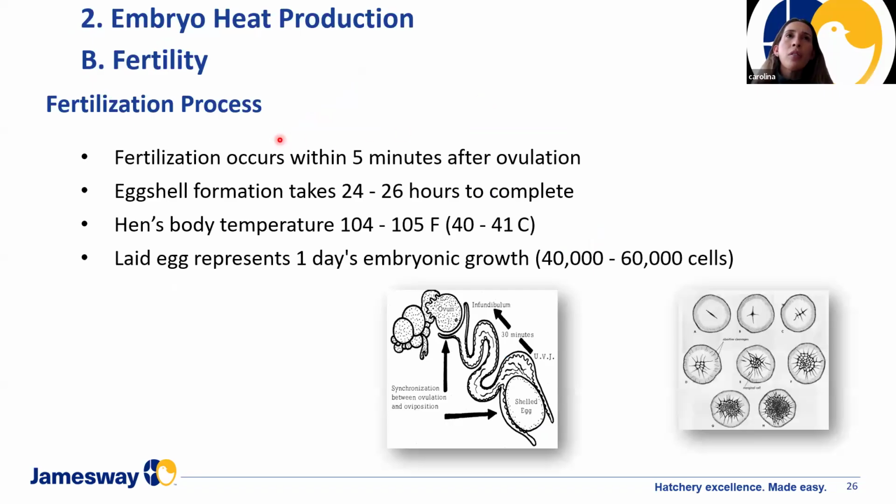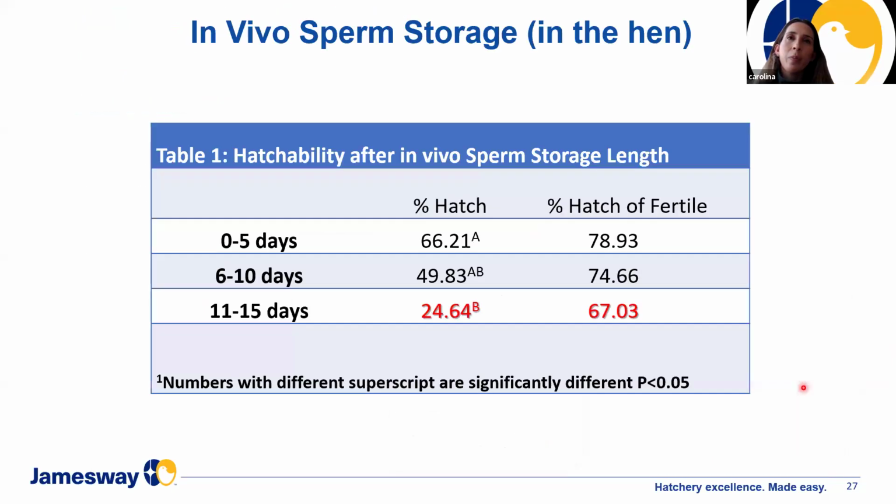The fertilization process occurs within 5 minutes after ovulation. Eggshell formation takes about 24 to 26 hours to be completed. Hence, body temperature is between 40 to 41 degrees centigrade, and an egg that has already been laid represents 1 day of embryonic growth. We know that. And it is very important to keep in mind that incubation does not start in the incubator. It starts prior to setting the eggs in the incubator.